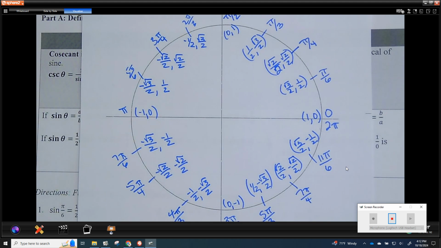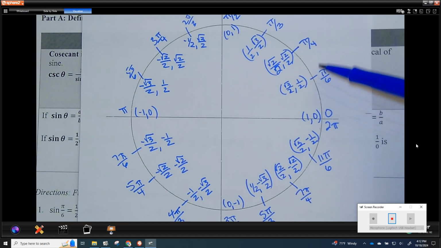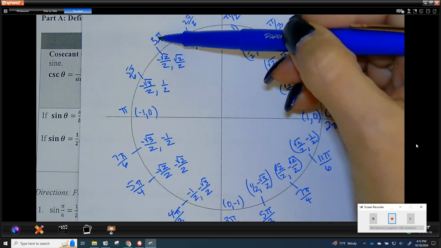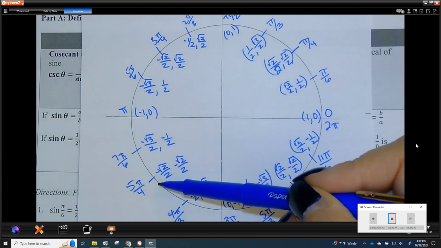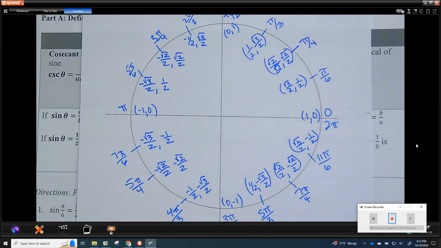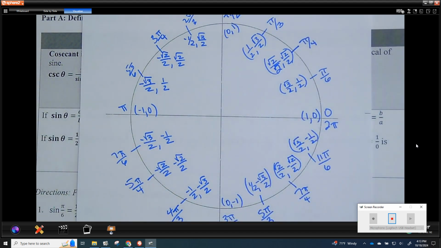And then we have the quarters, which is divided by 4. So there's pi over 4, 2 pi over 4, 3 pi over 4, 4 pi over 4, 5 pi over 4, 6 pi over 4, 7 pi over 4, 8 pi over 4. Those are the radians. At each of those, because this is x and y, they have a coordinate.